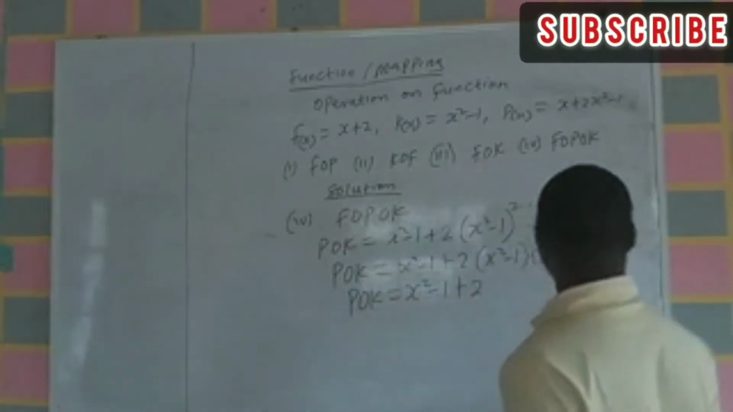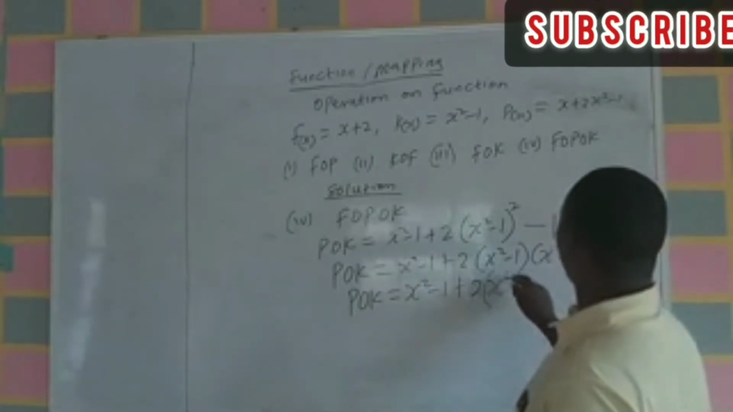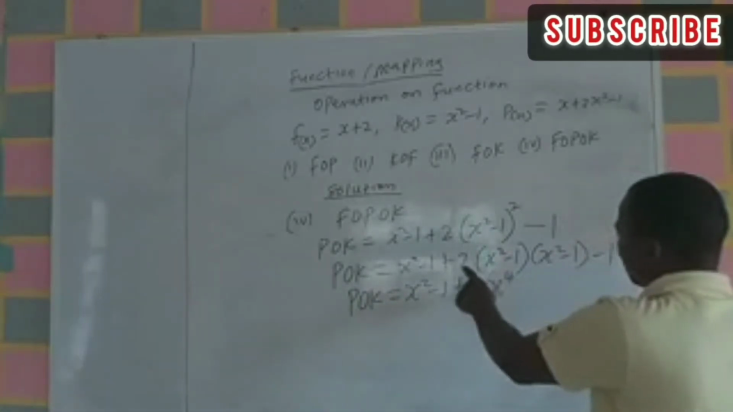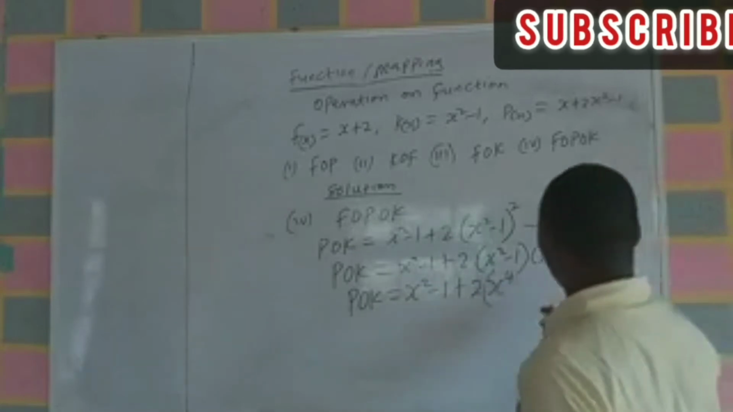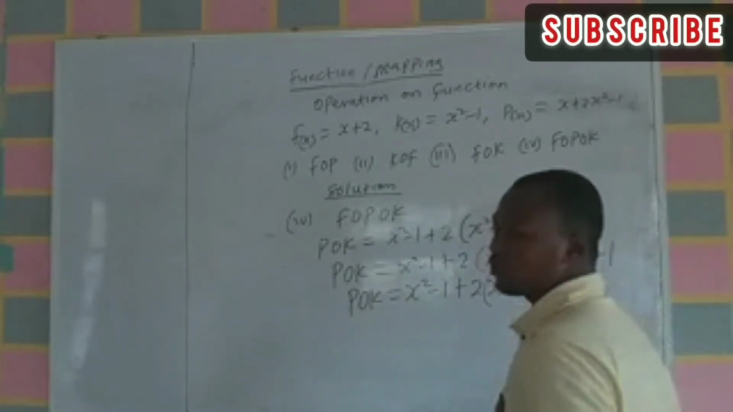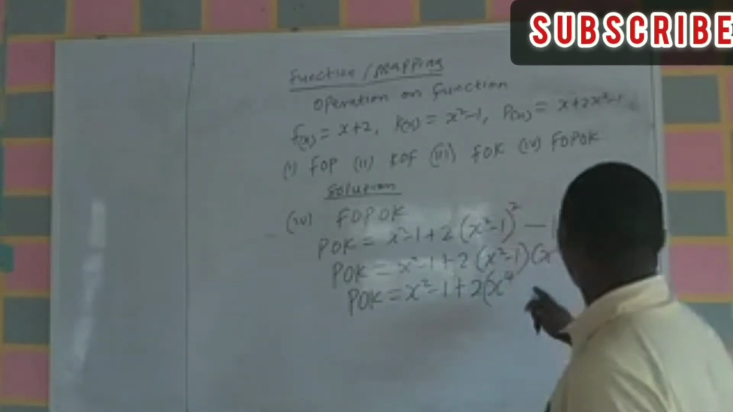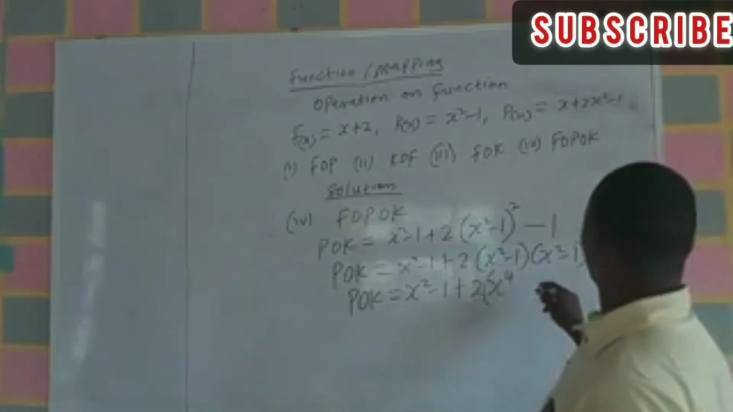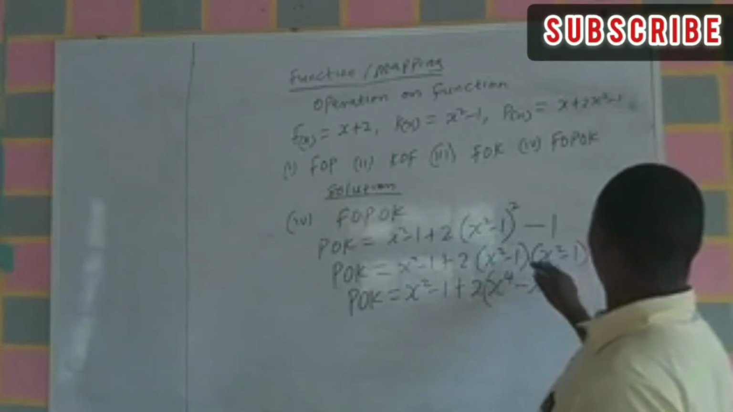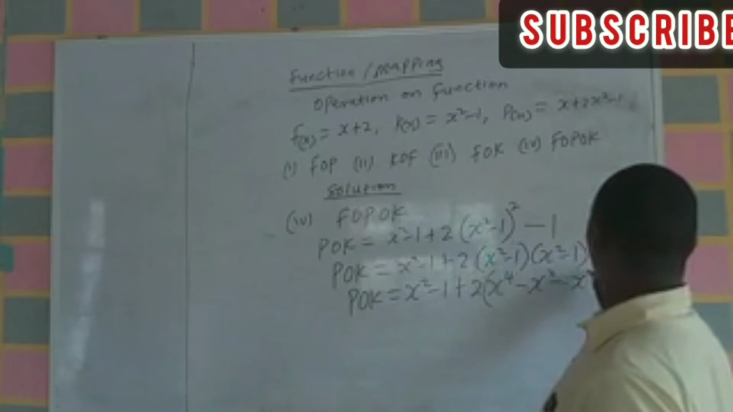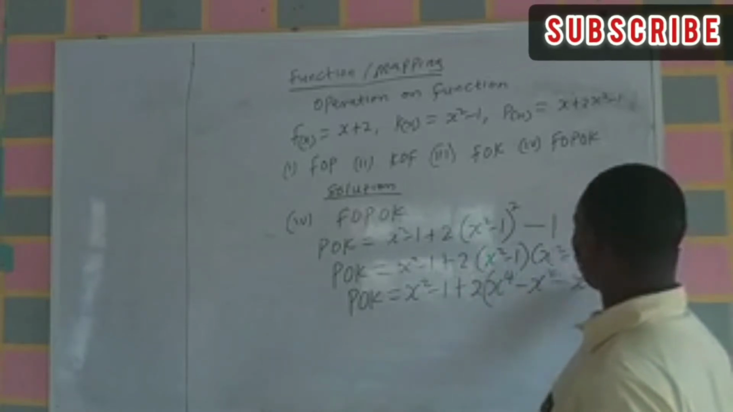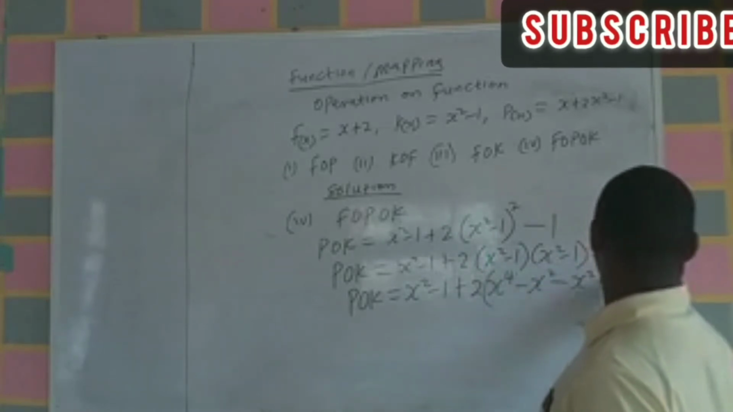s squared times s squared will give us s raised to power 4. Don't forget that these should be kept first. So for you not to commit a mathematical blunder, s squared times minus 1 gives a minus s squared. Minus 1 times s squared gives minus s squared. Then minus 1 times minus 1 gives a plus 1.